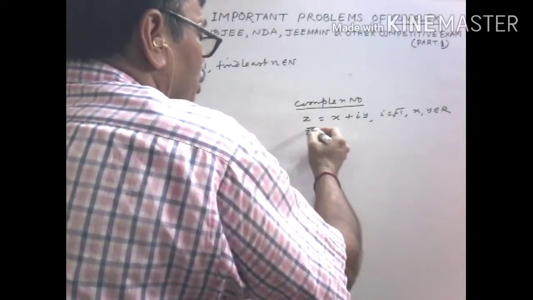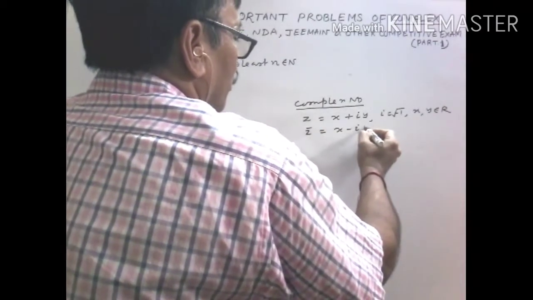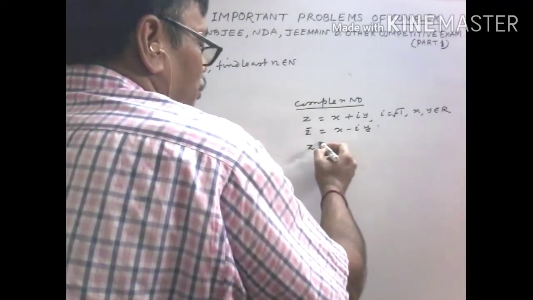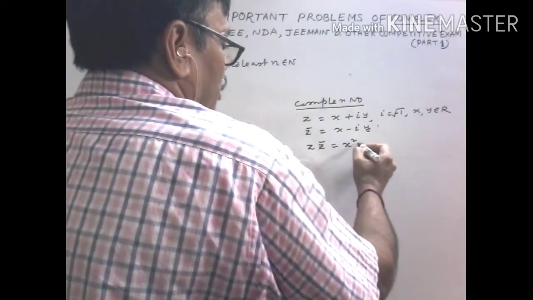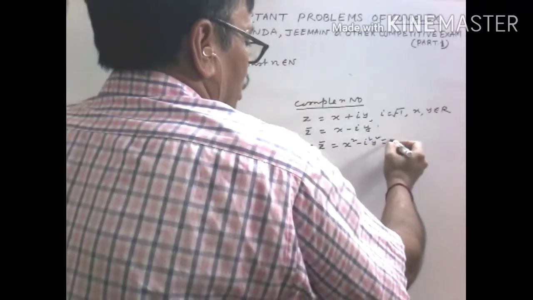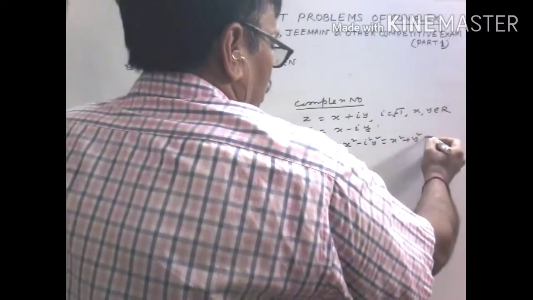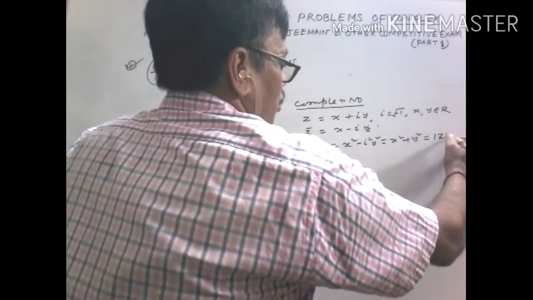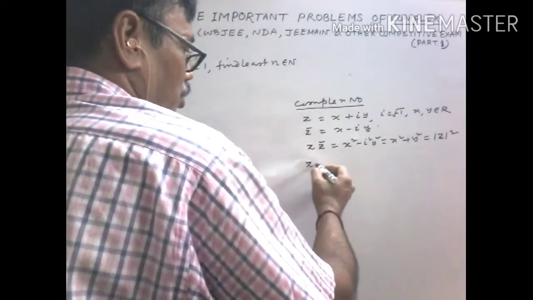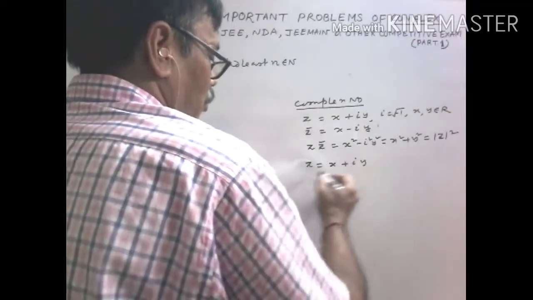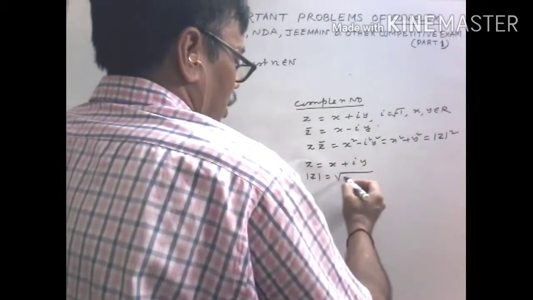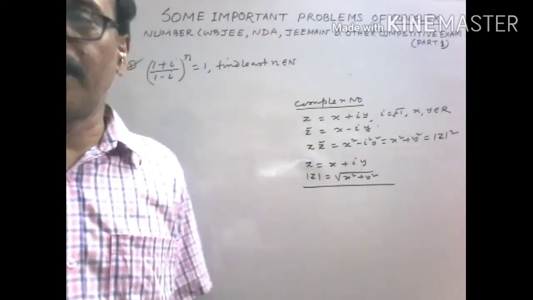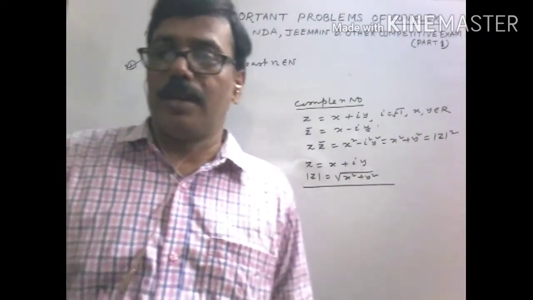So z bar is the conjugate, x minus iy. Property of conjugate: z into z bar equals x square minus i square y square, which is x square plus y square, equals mod z whole square. What is mod z? Try to recall: mod z equals root over x square plus y square. You know the properties of modulus of a number.